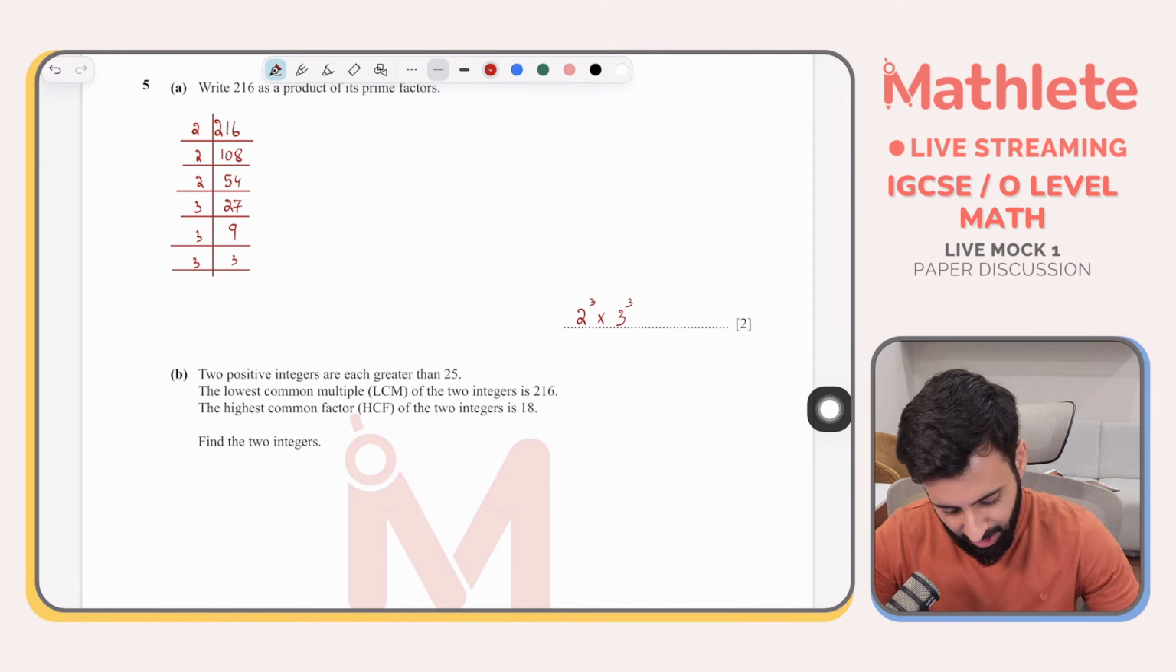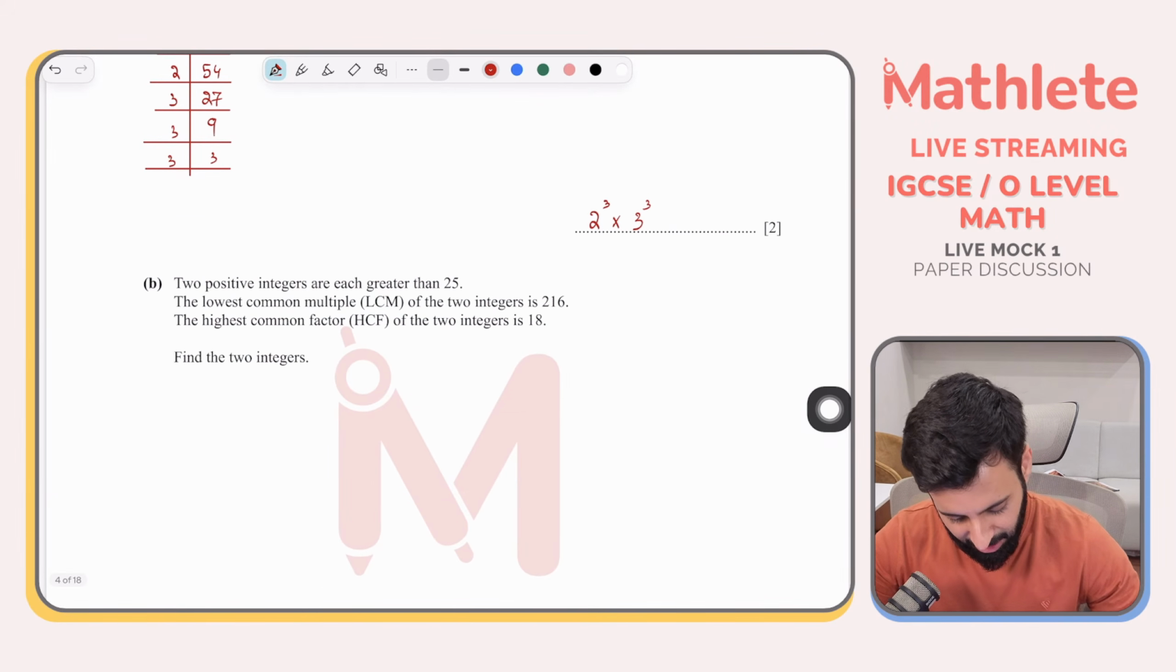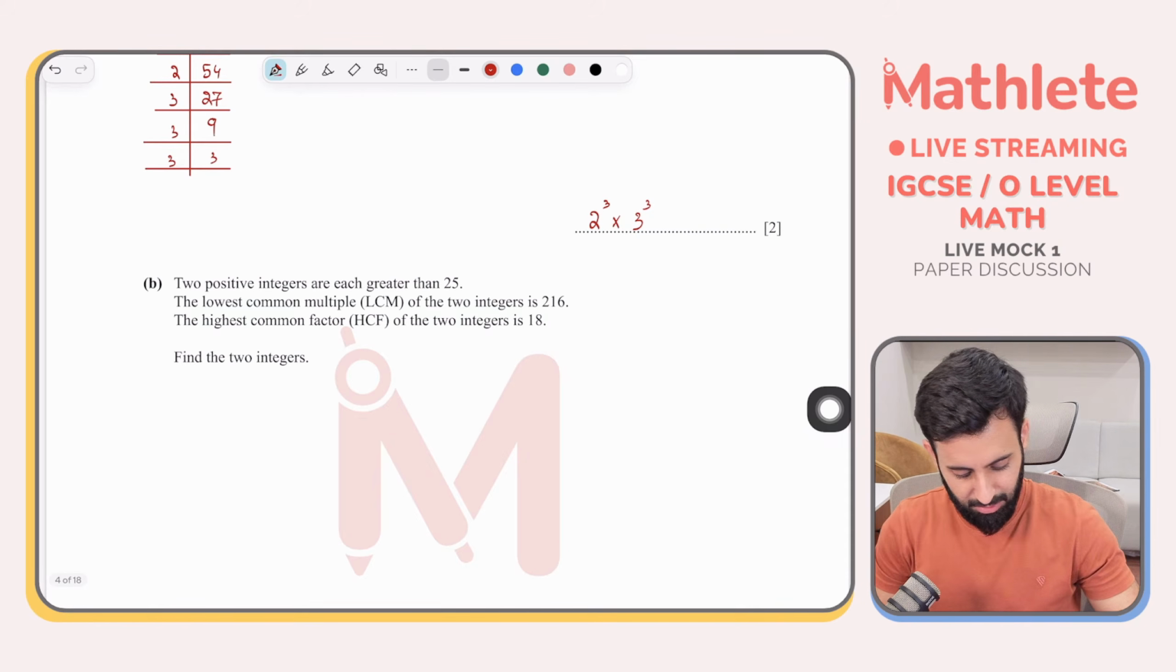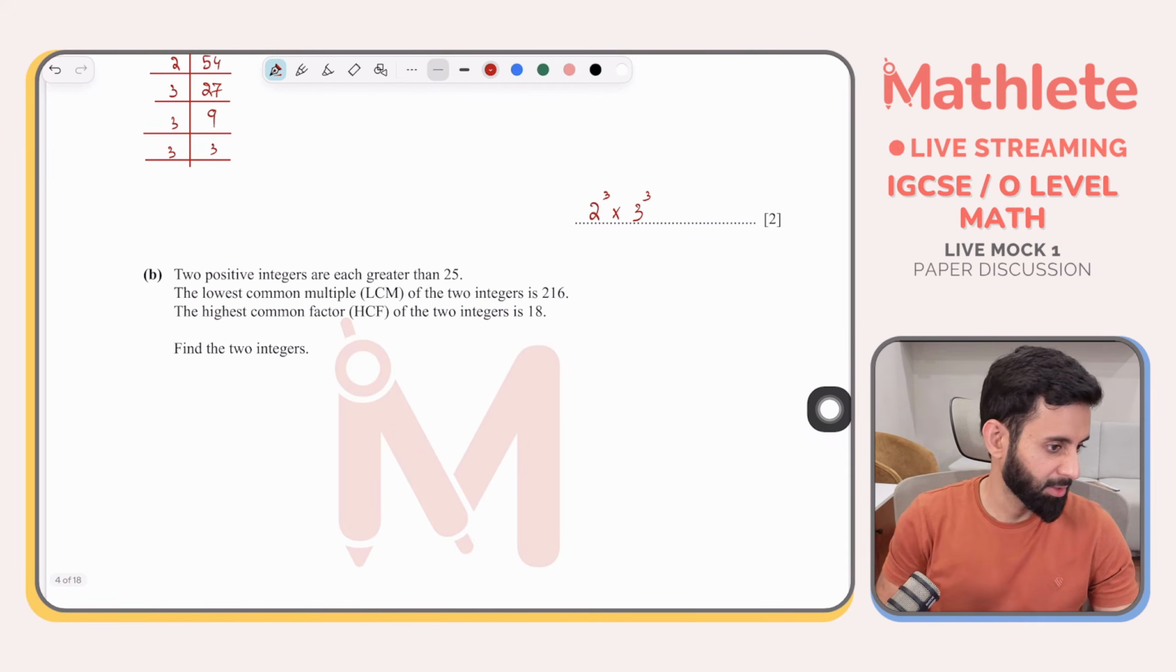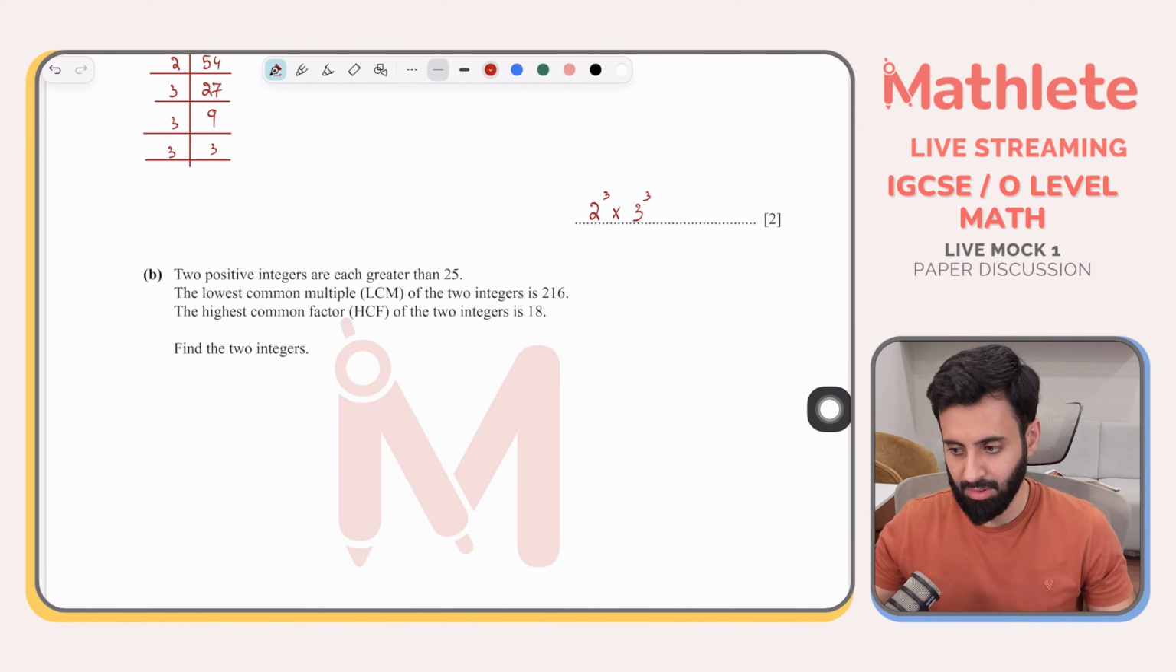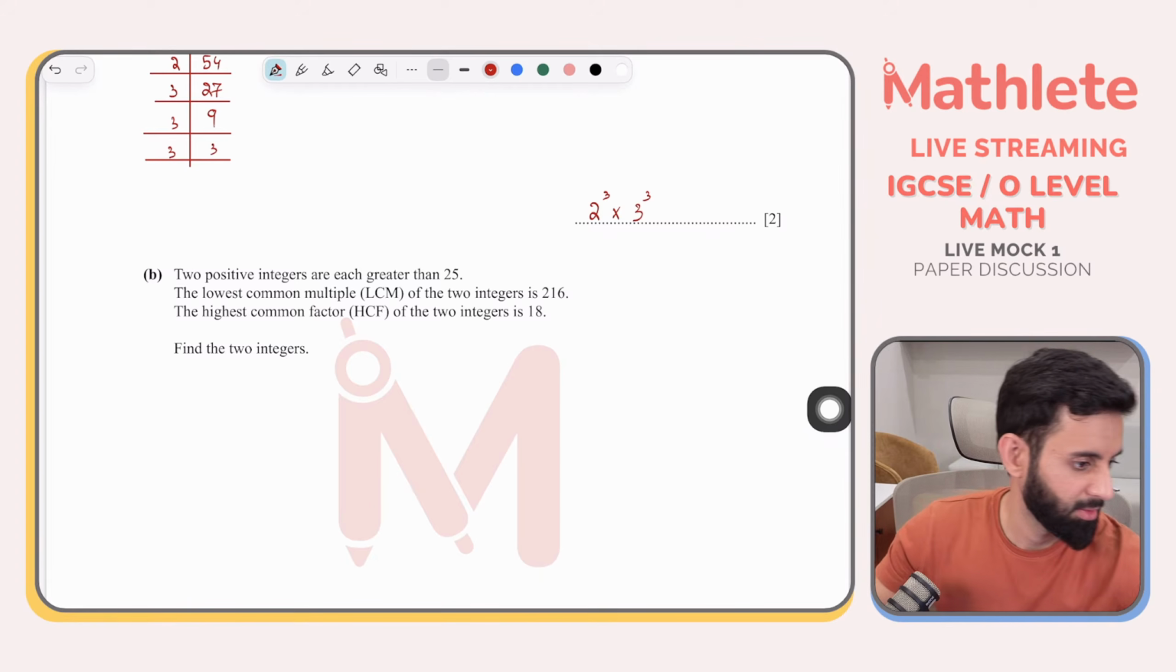Now pay attention. Two positive integers are each greater than 25. I know for a fact that when I solve this question, all hell is going to break loose. Why? Because nobody will understand it, especially the ones who haven't done this topic. Okay? Guys, just give me 1 minute. I'm getting a call. It's important. I better take it.